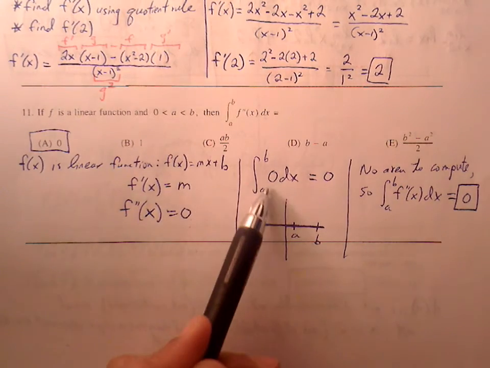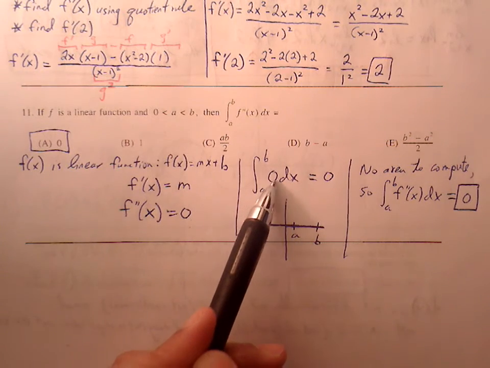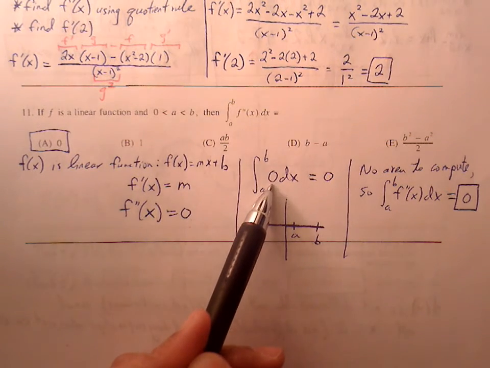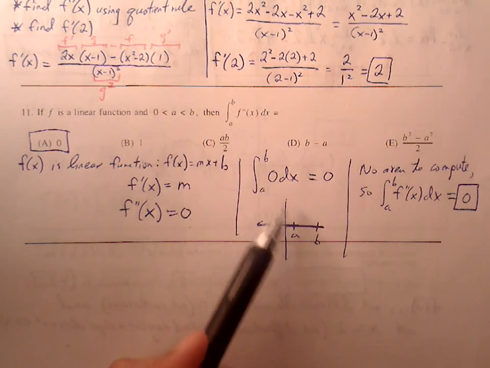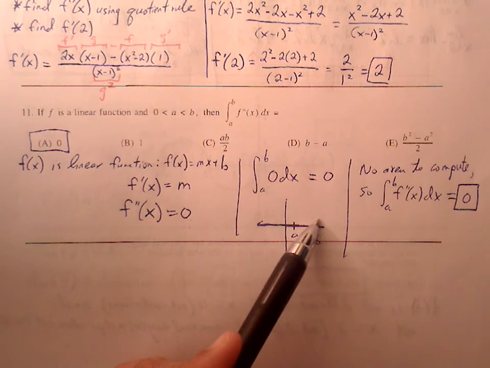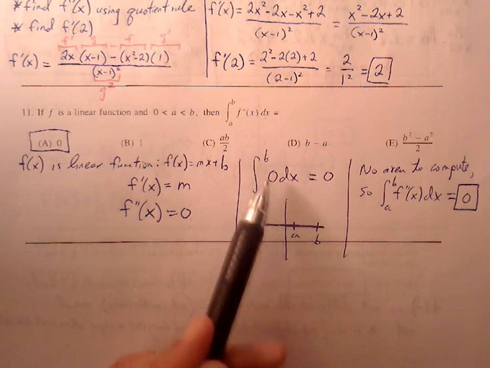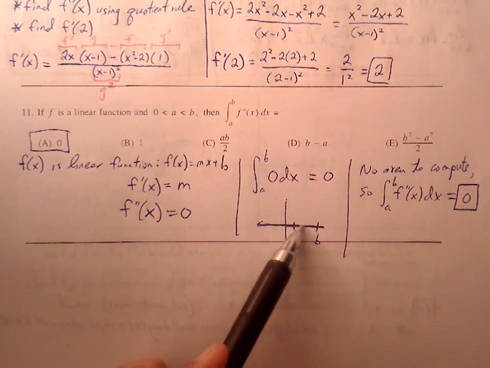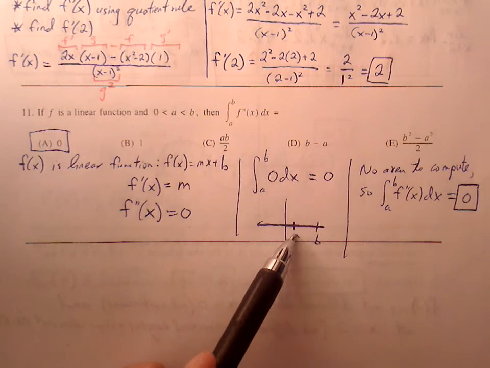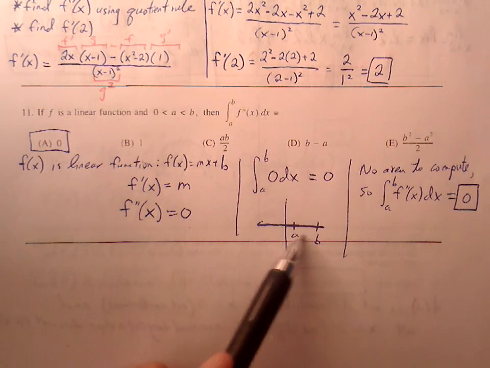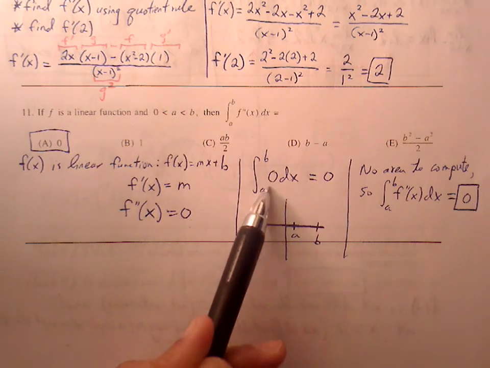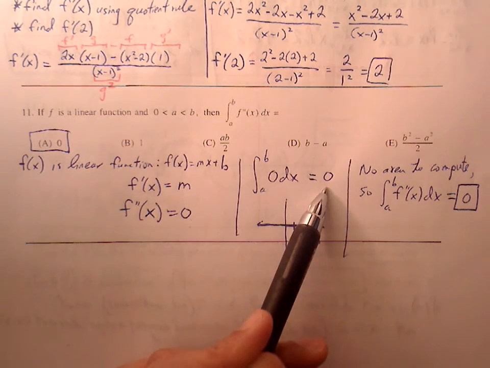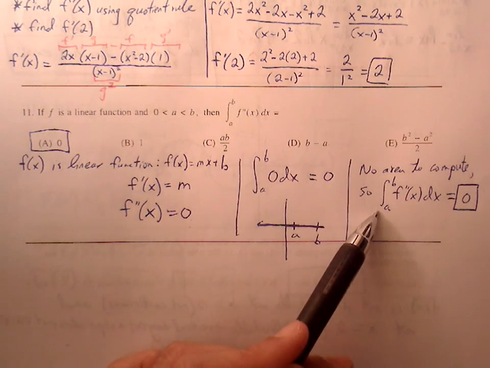So I'm trying to find the area of the region between the graph and 0. And we see that there is not going to be a region for us to find because this 0 lies exactly on the x-axis. So there is no region for us to find. There is no area. So the definite integral from a to b of 0 is just going to be 0. There's no area to compute, so our answer is just 0.